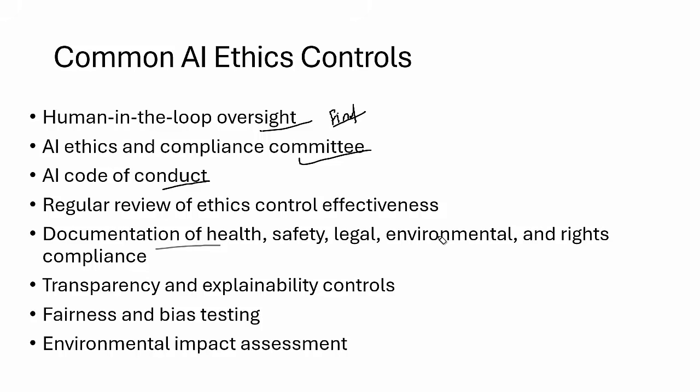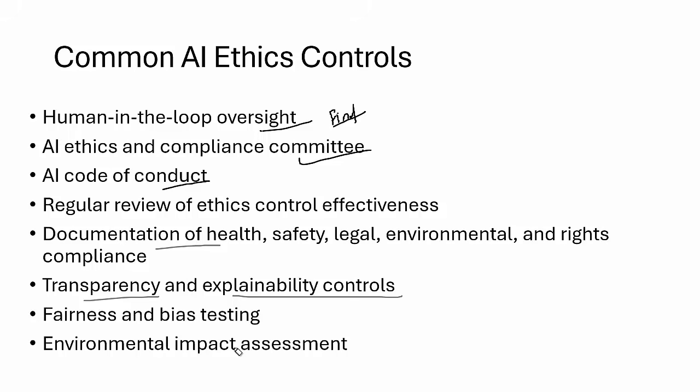The most important part in ethics is transparency and explainability. So user and stakeholder should understand when the AI is used and why it made a decision. So if AI rejects any insurance claim, the company should be able to give a justification. What is the source you have used? That something is very important.